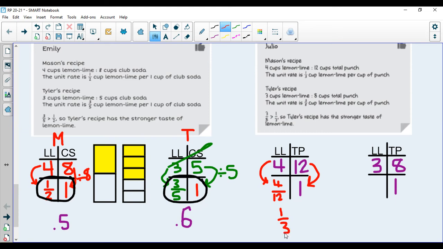So I know that of the total punch, 1/3 of his is lemon lime. This is Mason. And then for Tyler, Julio got from 8 to 1 by dividing by 8. So we would do 3 divided by 8.